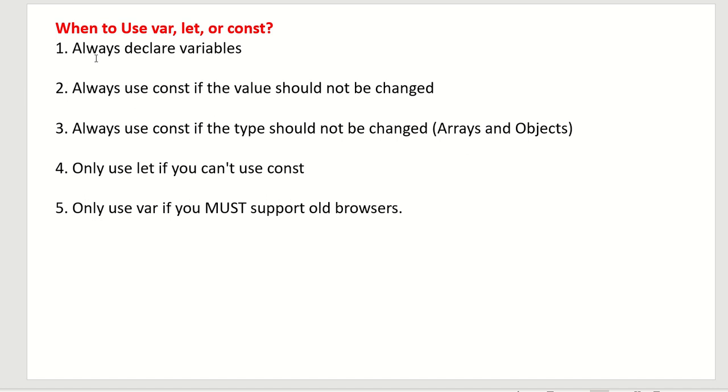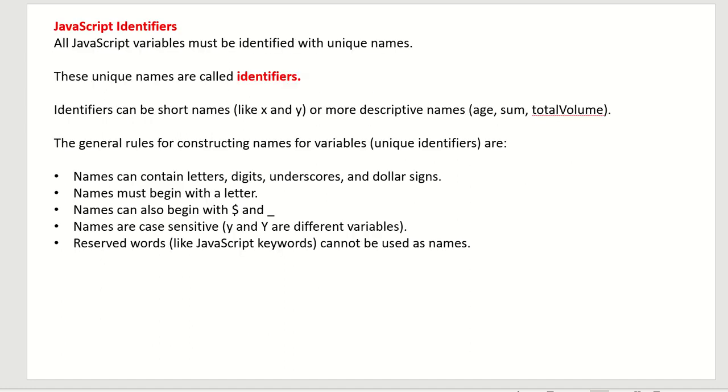First of all, always declare the variables. That is the first point. So always use constant if the value should not be changed. Always use constant if the type should not be changed in case of arrays and objects. So only use let if you are not using constant. Only use var if you must support old browsers. So that is all about variables and identifiers.